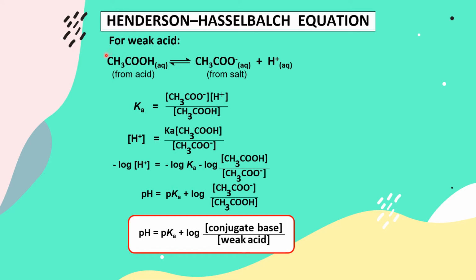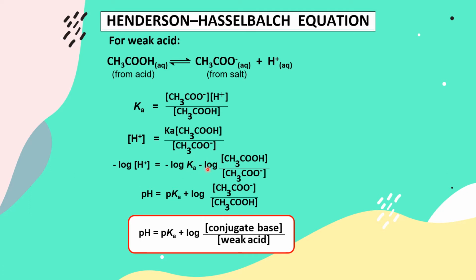First, we have to write down the equation for a weak acid. We are using ethanoic acid, or acetic acid. Write down the K expression, concentration of products over concentration of the reactant, and then we take out the concentration of H+, so we will get Ka times the concentration of ethanoic acid over the ethanoate ion. And then taking the negative logarithm of both sides, we will get negative log of the concentration of H+, so this is pH, and negative log Ka, so this is pKa.